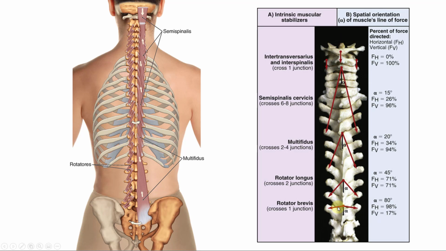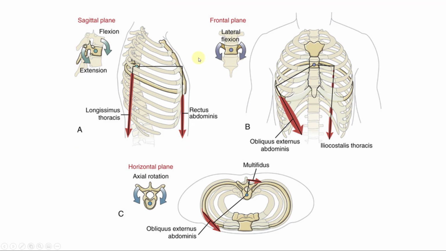And then when you look at the rotatores brevis, which have a very cross junction, mostly horizontal, just a little bit vertical. But you can see that through all of them, they have some level of vertical and horizontal component. So these lines of pull, on how they're pulling on either the ribs or the bony structure, give moment arms and change the mechanics of the musculature. So when you look at rectus abdominis from a flexion extension aspect, it has a huge moment arm for flexion versus the longissimus thoracis, which is for extension, right?